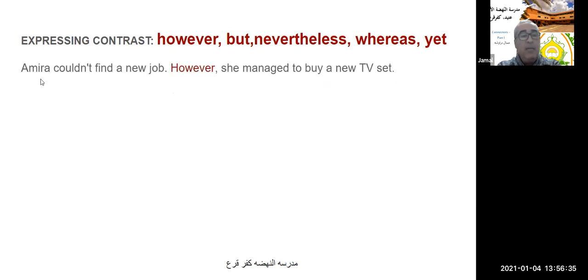Look at this sentence. Amira couldn't find a new job. However, she managed to buy a new TV set. So we use however here because we have two different, contrasting ideas. What are these? The first one is that she couldn't find a job. She didn't have a job, right? Still, she could buy a new TV set. So we expect that if someone doesn't have a job, he doesn't have money to buy new things. However, she managed to buy a new TV set.